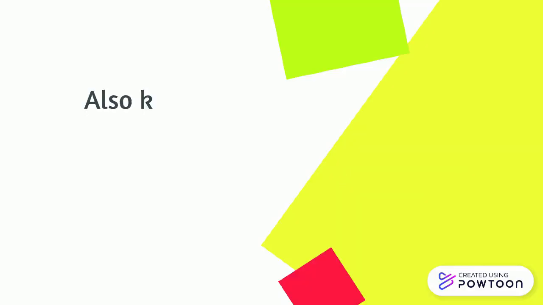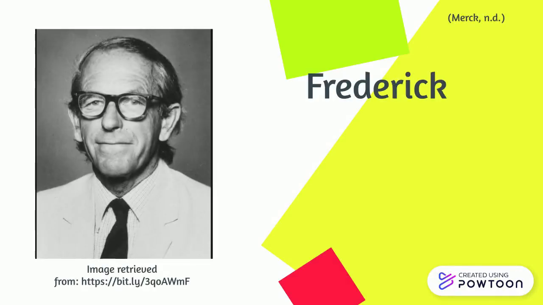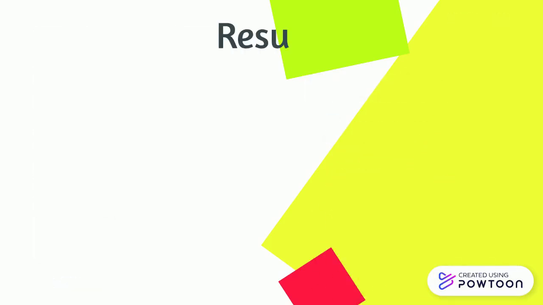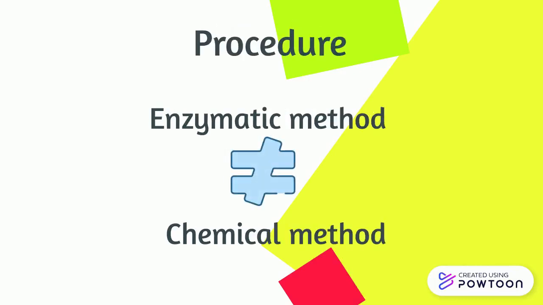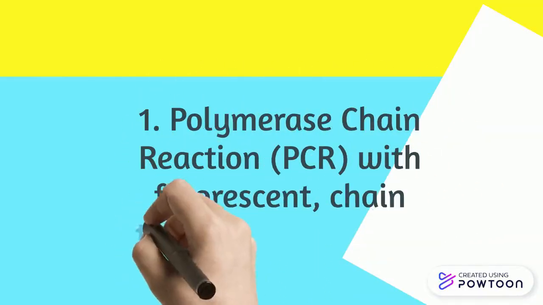The enzymatic method for DNA sequencing is also known as Sanger sequencing, after its developer Frederick Sanger, who first described the method in 1977. The result of the enzymatic method is very similar to the chemical method, but the procedure is completely different. First step, polymerase chain reaction, PCR, with fluorescent chain-terminating dd-NTPs.